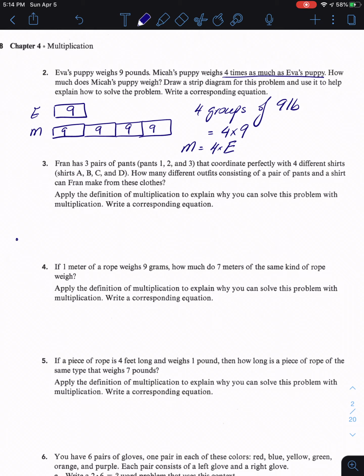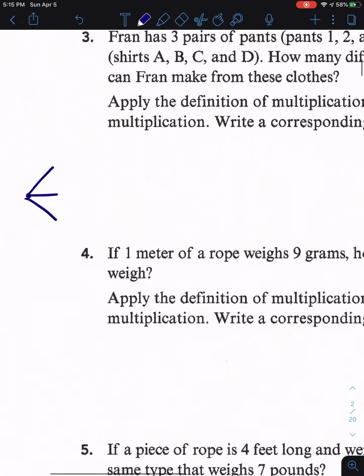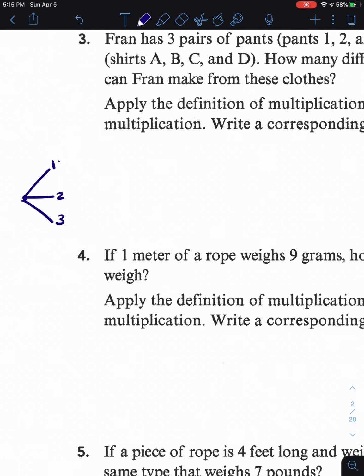So there's something called a multiplication tree, where Fran is standing in front of the closet, and she comes up and she has a choice of 3 pants. So let's say she chose the first pair of pants, then she has a choice of 3 shirts. But if she chose the second pair of pants, she would still have that same choice for the shirts. And if she chose the third pair of pants again, she would have that same choice.